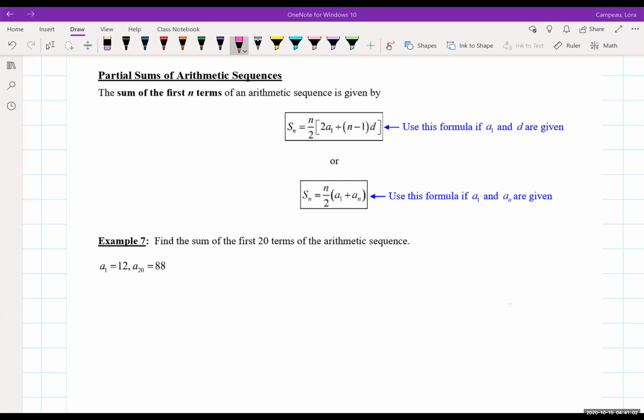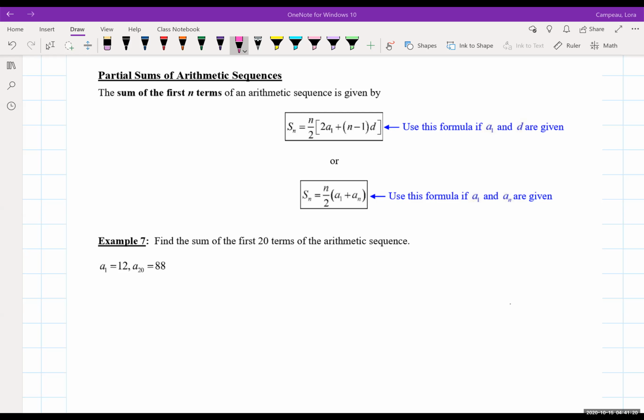Now on to partial sums of arithmetic sequences. Sometimes they're asking you to find the sum of the first n terms or any terms of the sequence. And there's actually two formulas that you can use depending on what information is given to you.